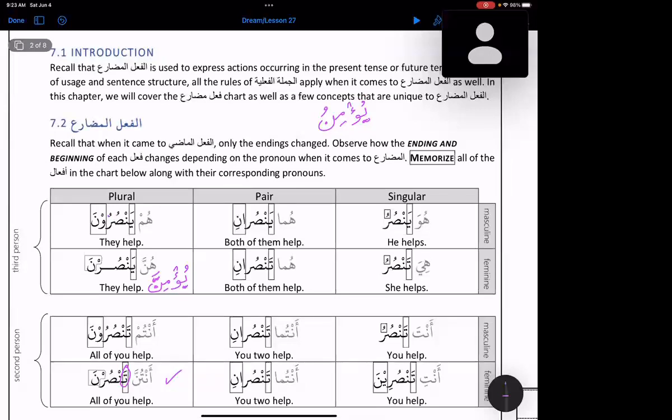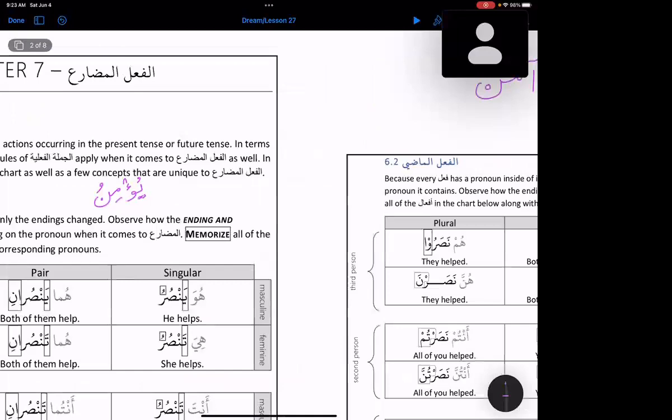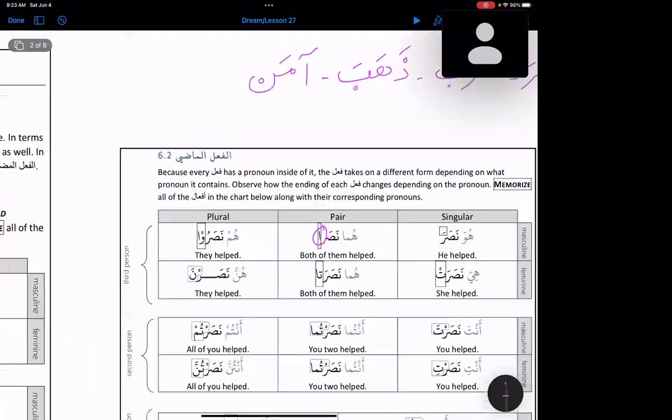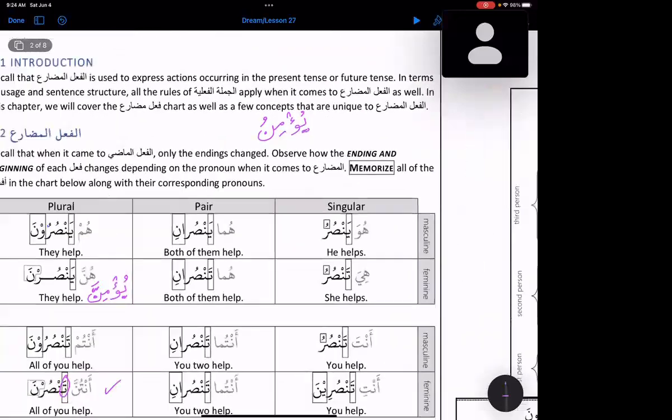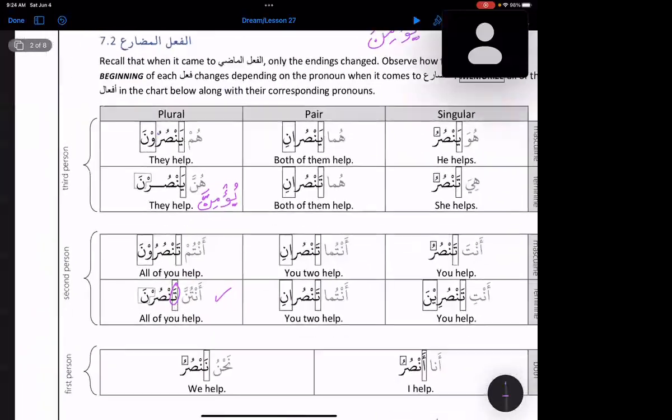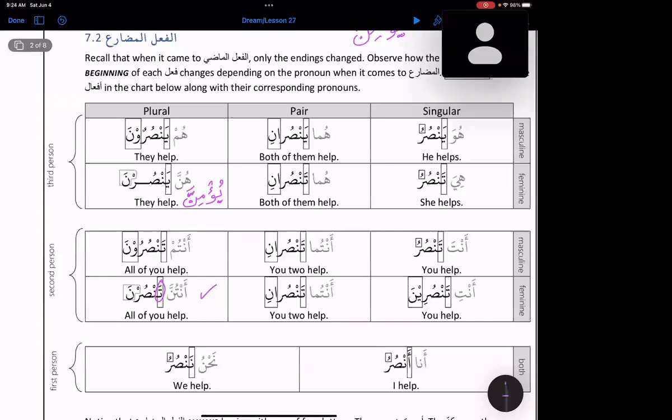Okay, now do we have more words? We did all four. Okay, so now let's move on. Now we are on the second person. What is going to happen? This is anta, antuma, antum, anti, antuma, antunna, right?